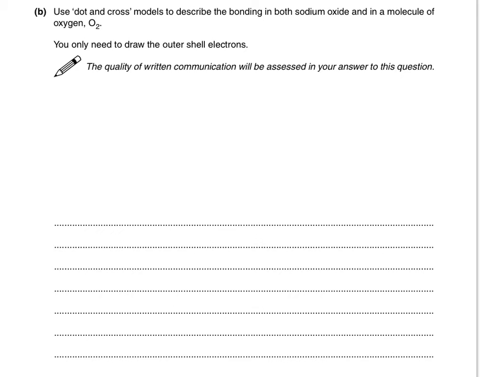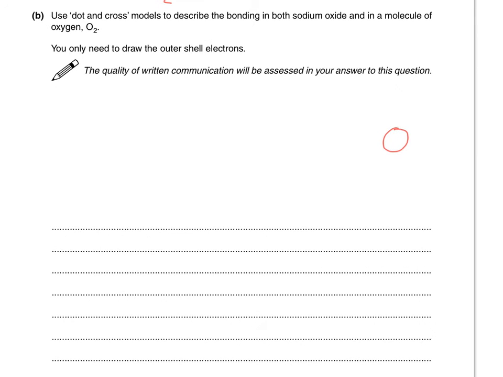So let's start with our oxygen molecule first, our O2. So if we think about it, here's our oxygen. He's currently got 1, 2, 3, 4, 5, 6 electrons in his outer shell. We know that it's a pair, so here's the other oxygen. He's also got 1, 2, 3, 4, 5, 6 electrons in his outer shell as well.